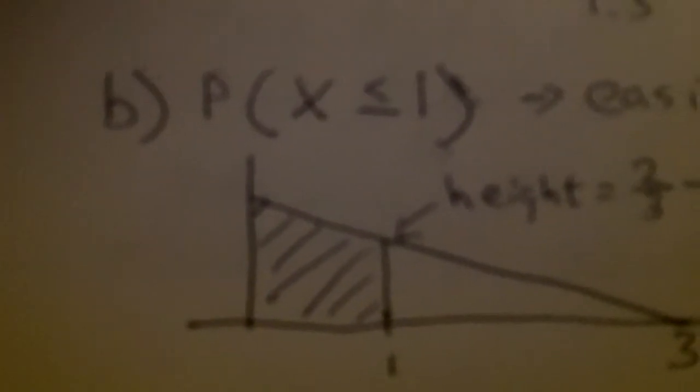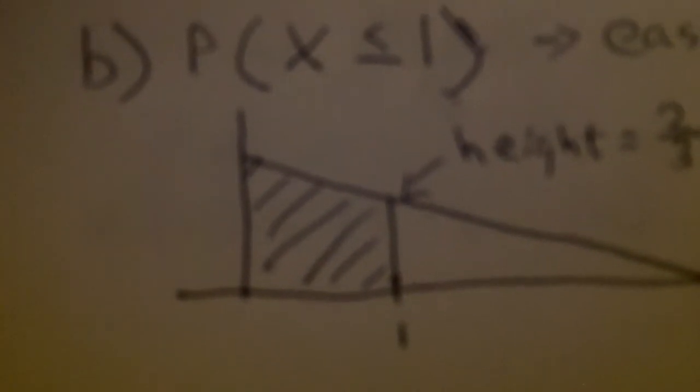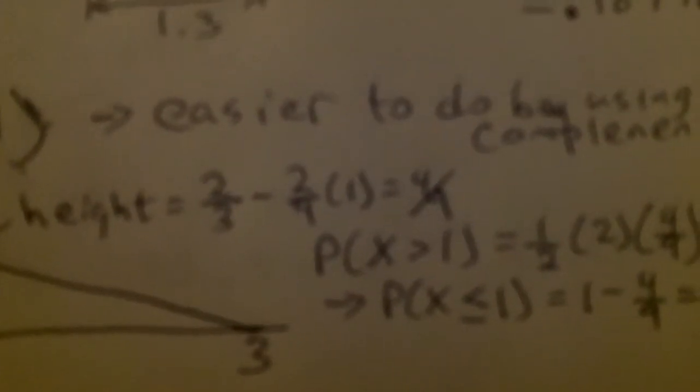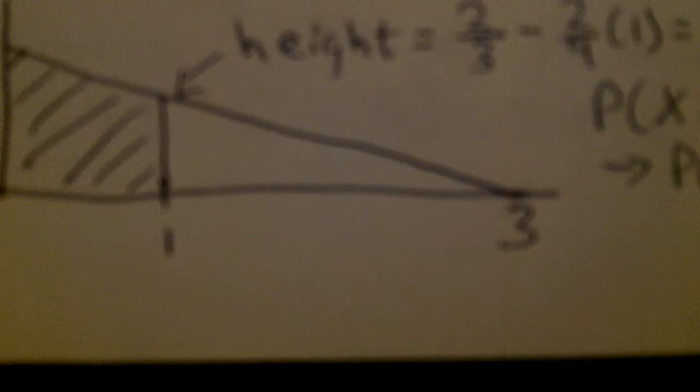Now, the next one here, probability that x is less than or equal to 1. Again, I've drawn the picture here, and you'll notice that in the process of drawing this picture, we don't have a triangle for the shaded region, but the unshaded region is a triangle, and so we can do this by using the complement rule. So what we're going to do is get the area of the part of the triangle that's not shaded, and we're going to subtract that from 1.